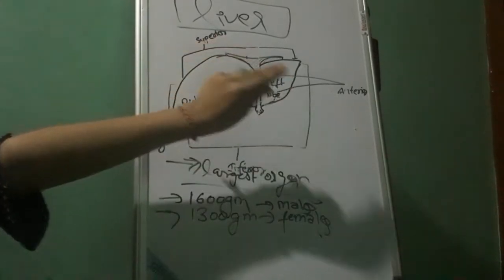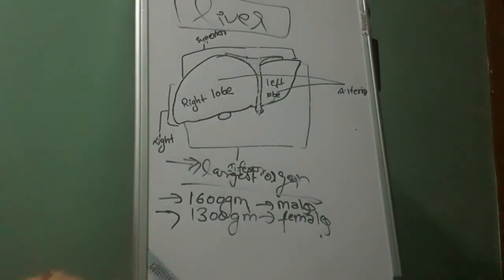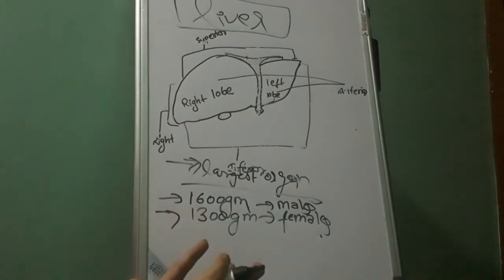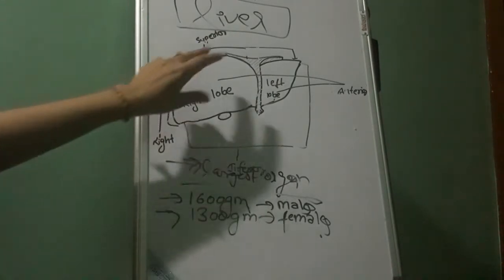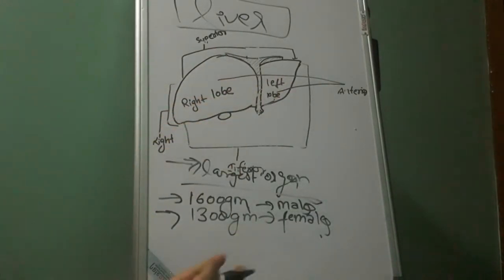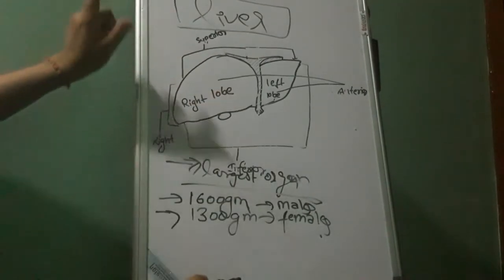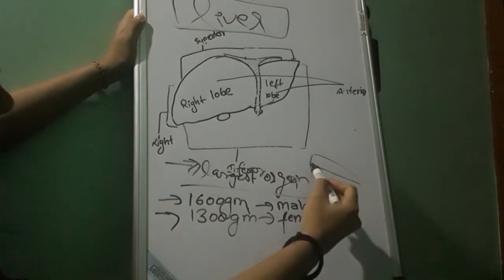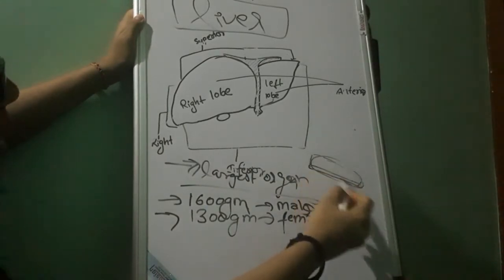Now the next thing we have to know: I will not be talking about its position in the abdomen. Let us first look at the liver. So we have seen the liver. It is reddish brown in color and it is wedge shaped. A wedge is like this kind of shape, like an object. So this is like a wedge shape.